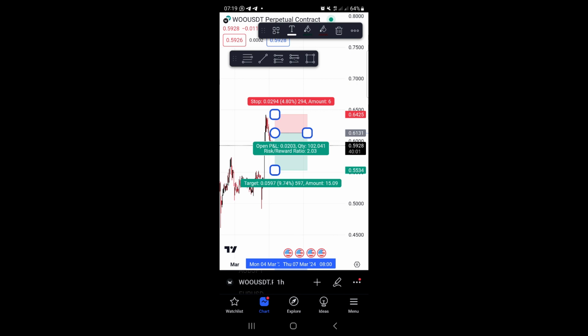So if you get to TP, that means you're going to get $10, because it's 1:2 RR. That's what they call it, RR. So in case you see the term later, you're able to understand that. So now this is for WOO USDT for the short order.